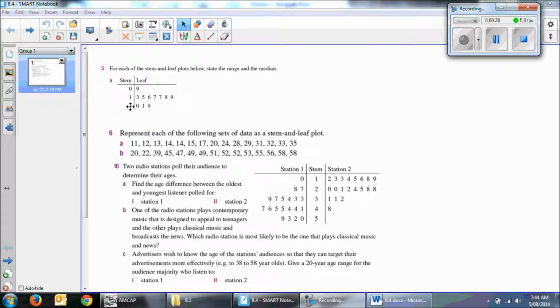And down here it's got a stem of 2 and the leaf is 9, so that means that number is 29. In this whole set of data you have the number 9, the number 13, the number 15, the number 16, the number 17 twice, and the number 18, 19, 20, 21, and 29.